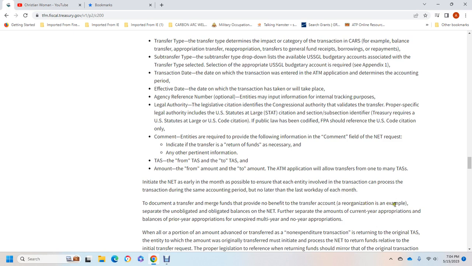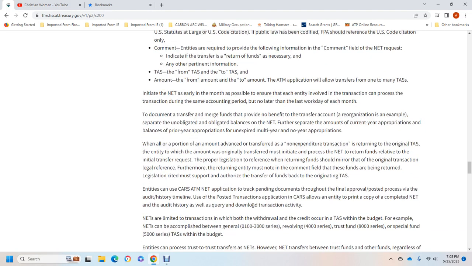The document transfer provides no benefit to the transfer account without reorganization. For example, separate obligated and unobligated balances of the non-expenditure transfer, further separated by the current year operating balance, the prior year operating balance, and multi-year and no-year operations. In all portions of the amount of the advance for the transfer of the non-expenditure transaction, the return must match the original transfer accounting symbol and the amount originally transferred. The entity must initiate the net return of funds relative to the initial transfer, and the proper legislative reference for the return of funds should be mirrored with the original transaction.